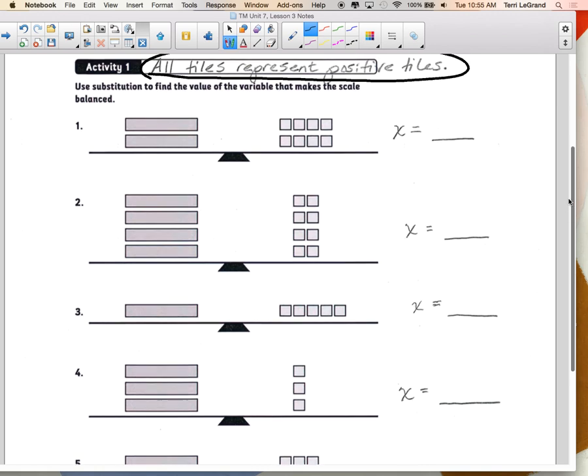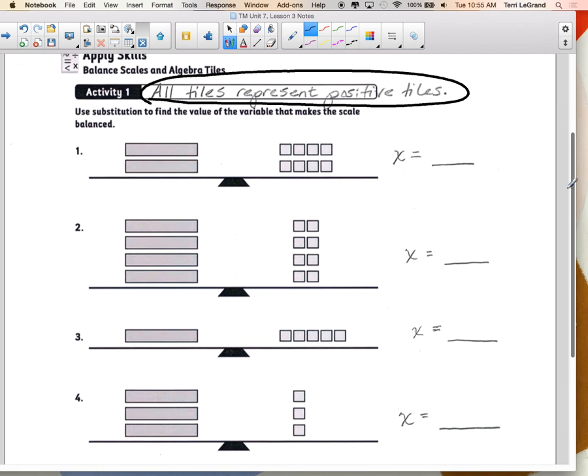So, in this one, they say we're going to use substitution to find the value. In other words, if I wanted to replace the X tile with something, what could I substitute? What could I replace it with? So anybody have any idea, by looking at this scale, what would one of those X tiles have to represent to keep the scale balanced? What do you think, Katie? 4, and how did you get that? Yeah, across from one of the X tiles.